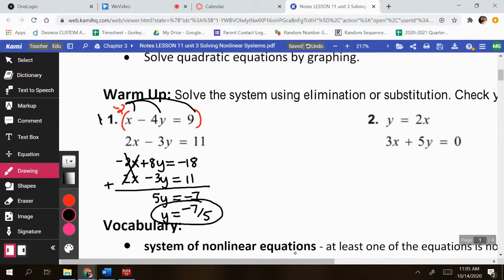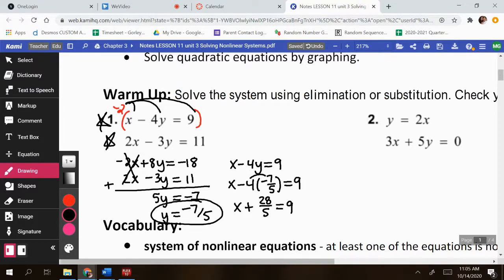So I can pick either one of these original equations to plug it back into. Let's just go ahead and go with the first equation. So instead of having x minus 4y equals 9, I'm going to replace y with negative 7/5. So I'd get x, let's see, negative 4 times negative 7 is going to end up giving me positive 28/5. Okay, and then I'll subtract 28/5 from both sides. So we have x equals what?